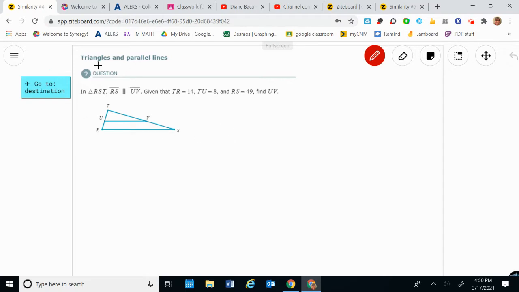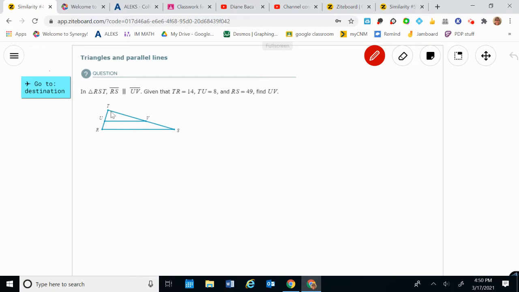It just says triangles and parallel lines. So one of the theorems says, and by the way, on all of these problems, when you look at the explanation, you can always find the official writing of the theorem and you can copy it down. But basically, if you cut a triangle by a parallel line, check it out. You basically are creating two similar triangles.